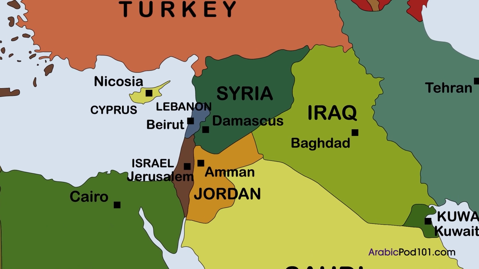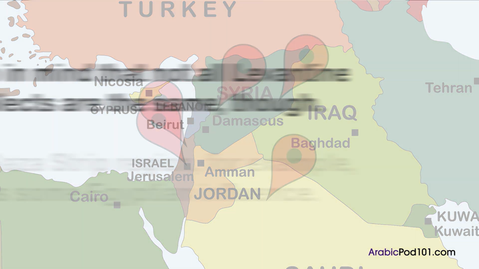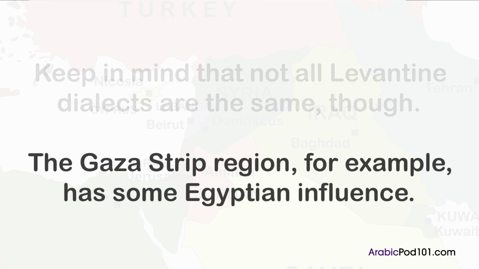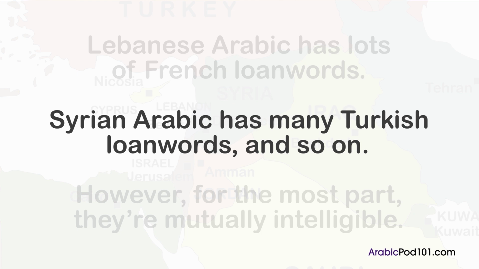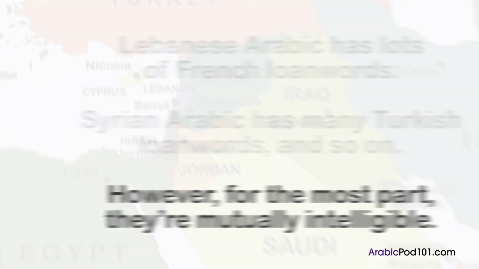Let's take a look at the Levantine region. This includes Palestine, Israel, Jordan, Syria, and Lebanon. Keep in mind that not all Levantine dialects are the same though. The Gaza Strip region, for example, has some Egyptian influence. Lebanese Arabic has lots of French loanwords. Syrian Arabic has many Turkish loanwords, and so on. However, for the most part, they're mutually intelligible.